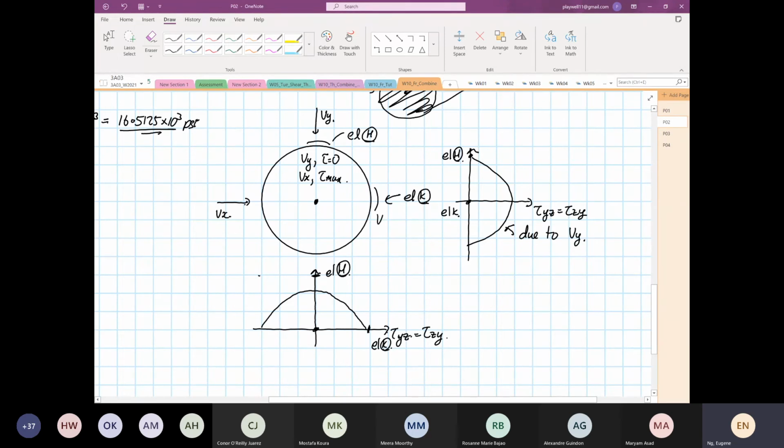So due to Vy, the shear is max. Due to Vx, the shear is equal to 0. Good question, you know. Okay.